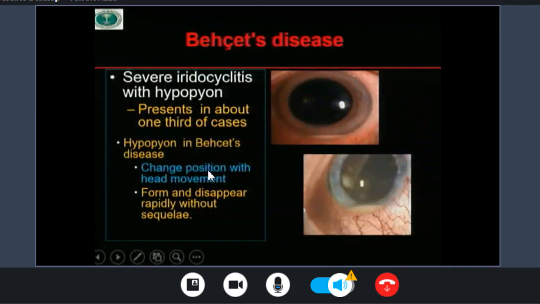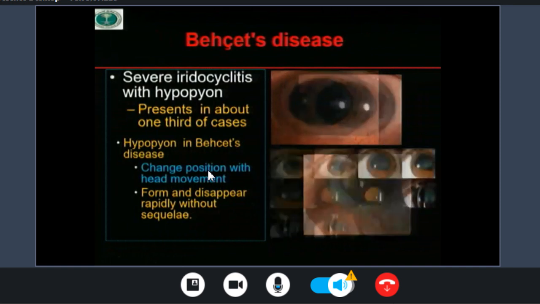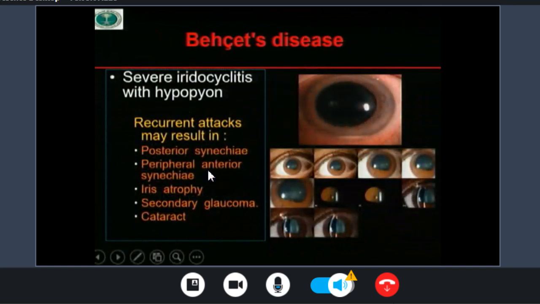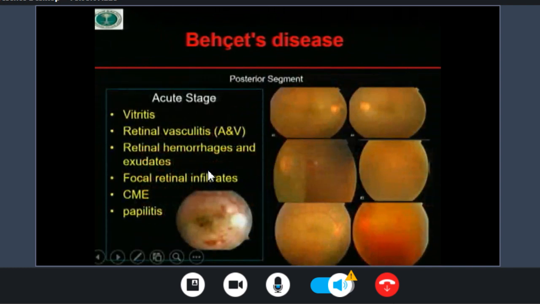Hypopyon is characteristic in Behçet disease with anterior uveitis, and usually changes position with head movement, and forms and disappears rapidly without any complication or side effect. Complications might end with posterior synechia, peripheral anterior synechia, iris atrophy, secondary glaucoma, or cataract in these patients.